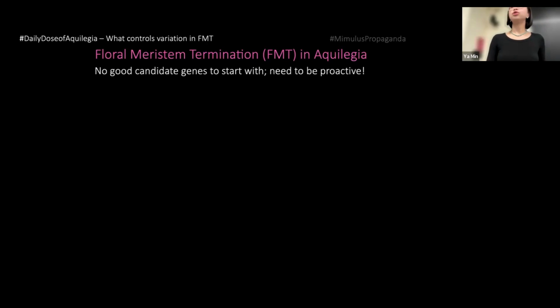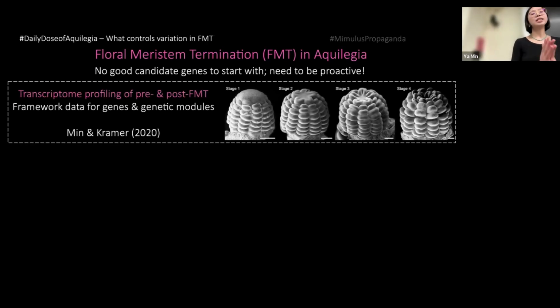To proactively find the genes, I did a few things. First, I did RNA sequencing on those tiny meristems at 4 finely dissected developmental stages. And results from this project will be a framework data for me for any future projects, because this project tells us what kind of genes are expressed at which stage and how they change over different stages.